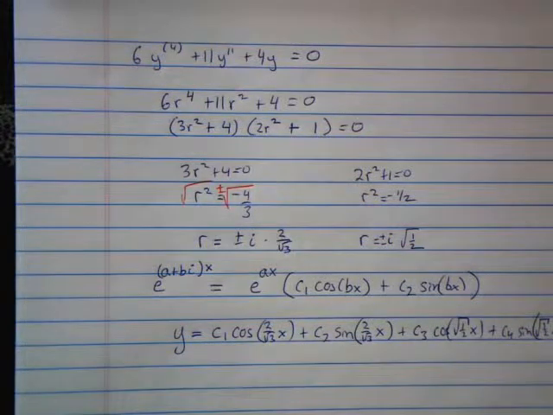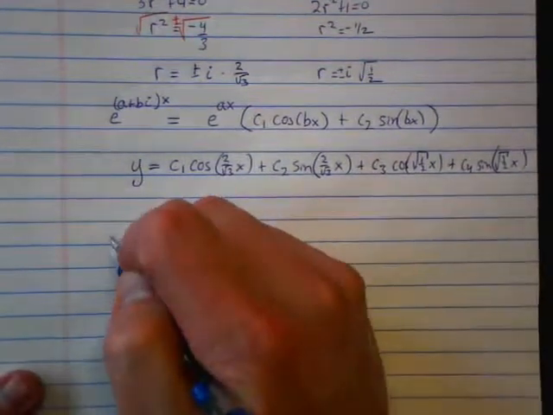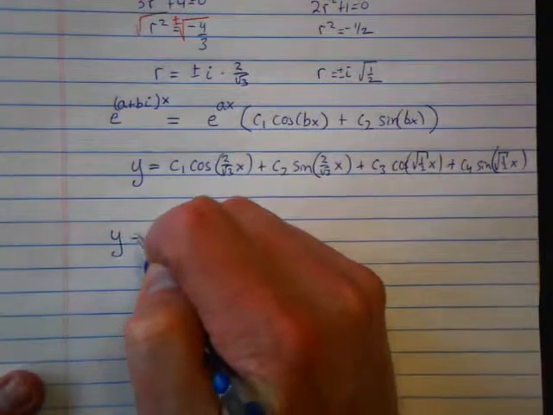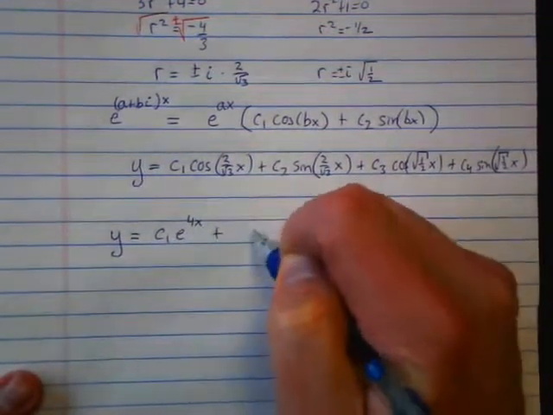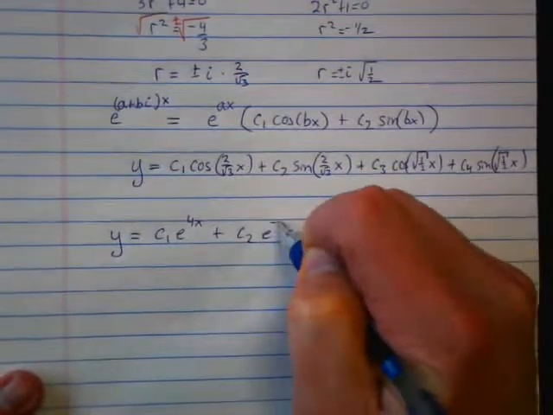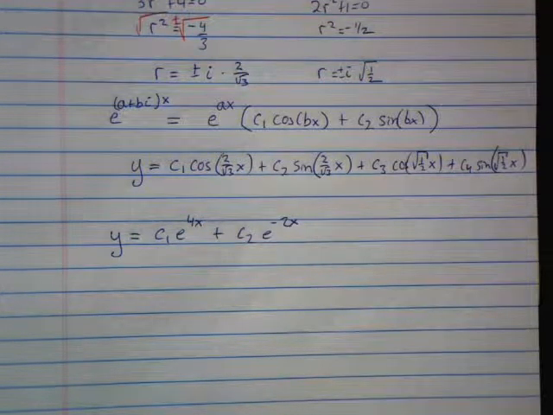All right, here's the last thing I want to do in section 2.3. We're going to play Jeopardy. So now I'm going to give you the answer. The answer is y equals c1 e to the 4x plus c2 e to the negative 2x. And I want you to tell me what was the differential equation that solution came from.